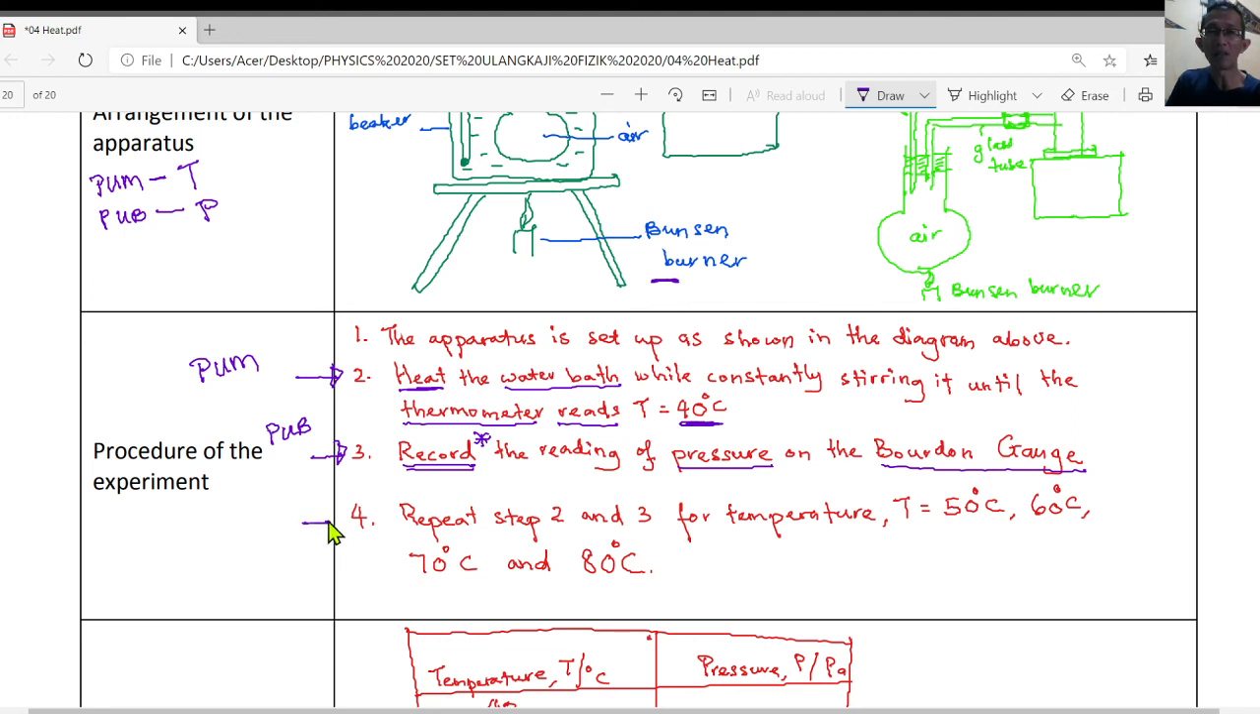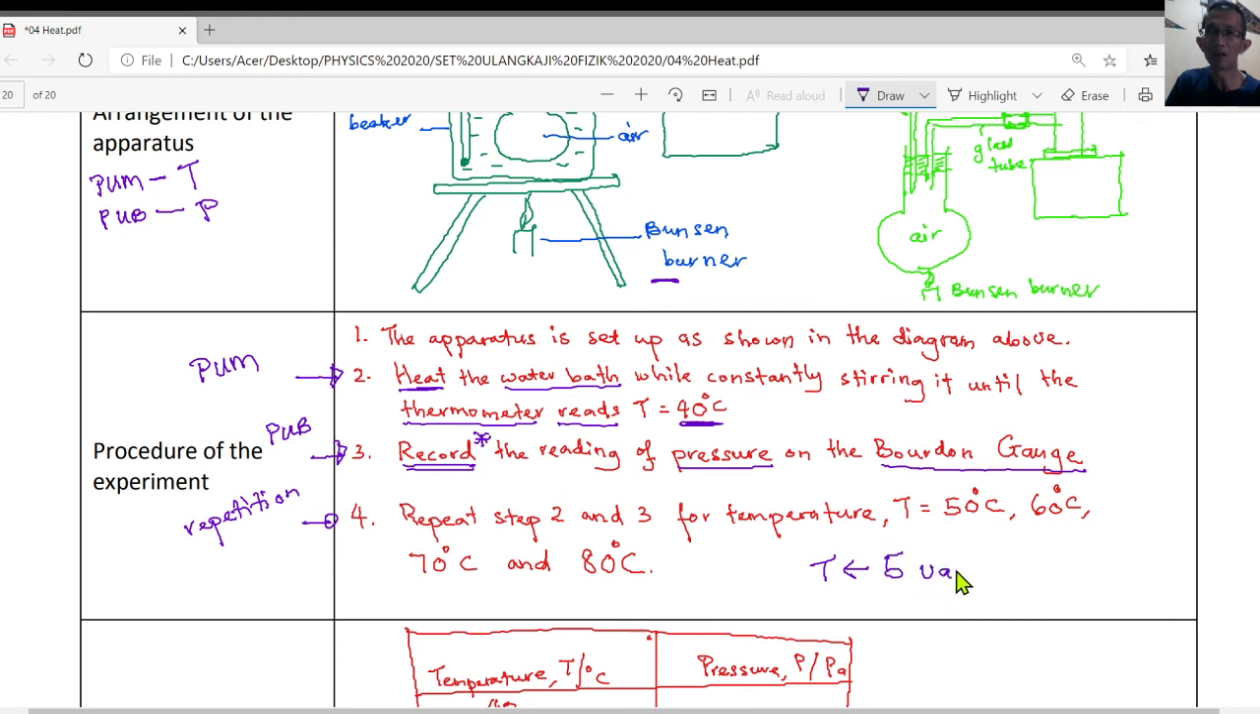And then the last step is repetition. I will simply repeat step 2 and step 3 for temperature. Just now we started with 40, so now I increase to 50, 60, 70 and 80. How many data values am I repeating? 4. 4 values of temperature plus our initial value, so I have 5. So for temperature I have 5 values.